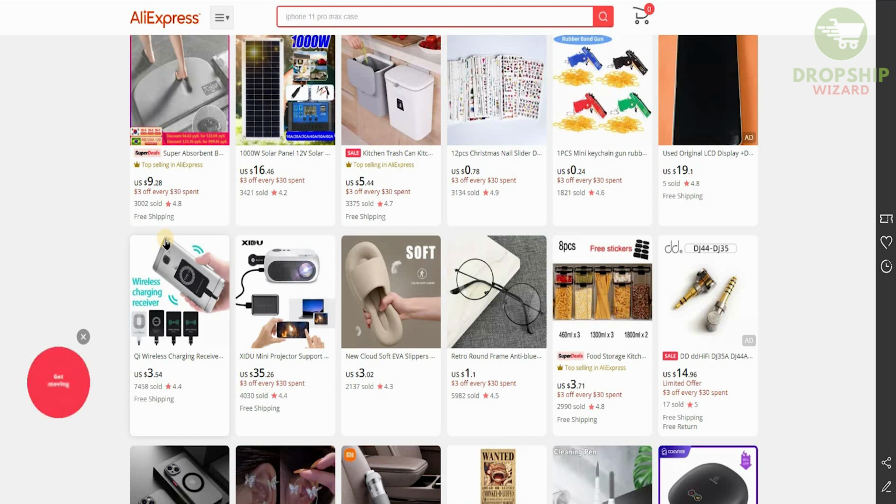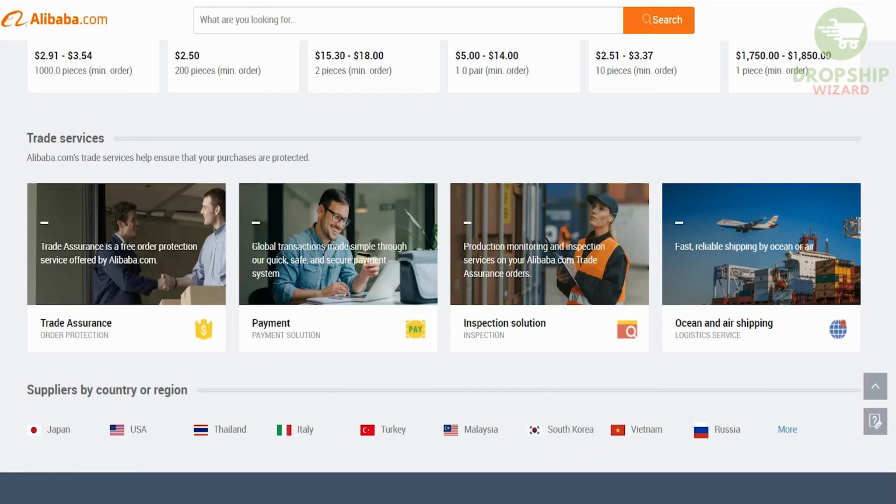So once you've selected a product, once you've seen a product on AliExpress, head over to another website which is called Alibaba.com.